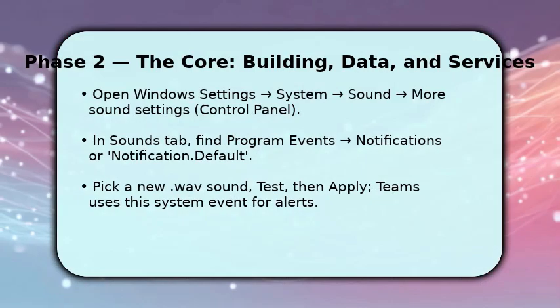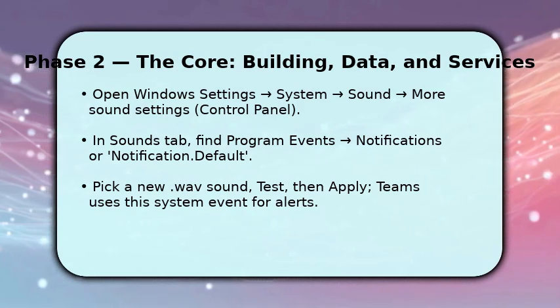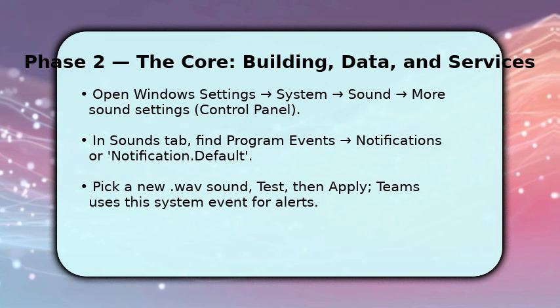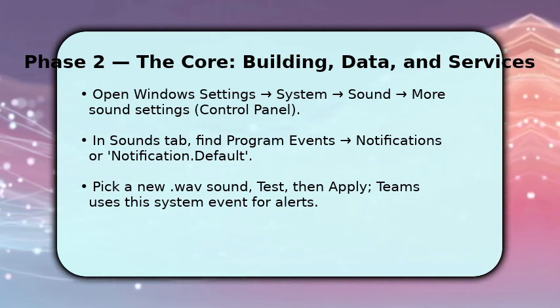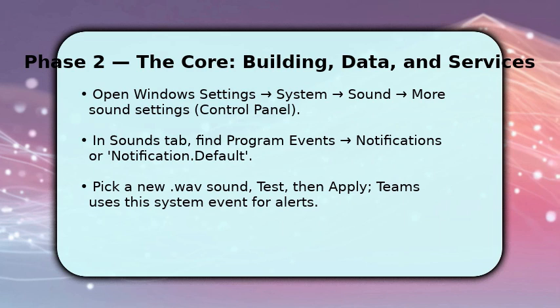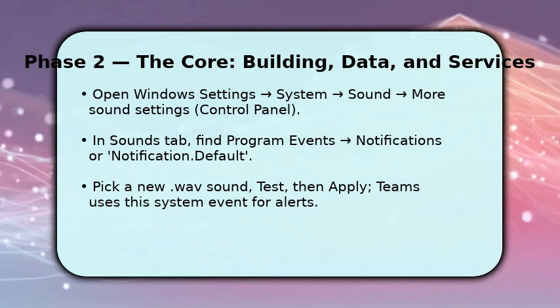Open Windows Settings and go to System, then Sound, then click More Sound Settings to launch the Control Panel Sounds dialog. In the Sounds tab, scroll to Program Events and find Notifications or the Notification Default entry, that is what Teams uses for its alert sound.